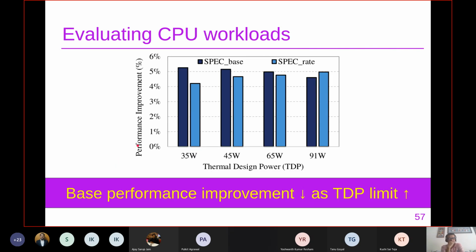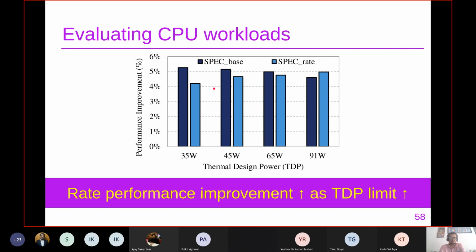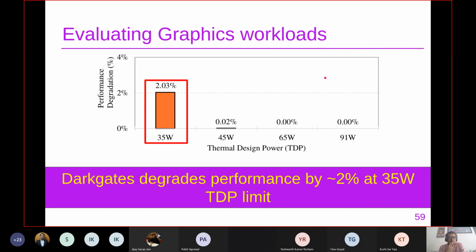Then going into the sensitivity analysis of the TDP limit, underscore base essentially means single core, and underscore rate essentially means all cores are being used. Here you can observe that as the TDP limit increases, the base performance improvement actually reduces because the baseline performance also improves as the TDP limit is increased. But when you look at the rate performance improvement, the light blue bar shows more improvement as the TDP limit increases, because now you have more scope to increase the frequency of all cores.